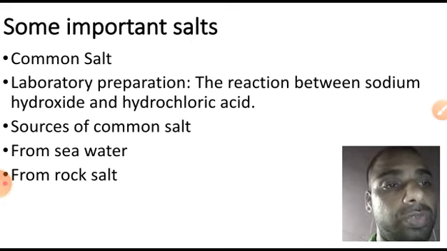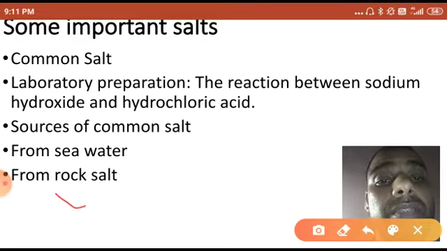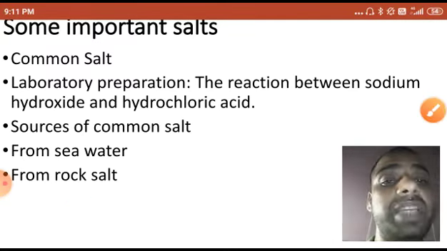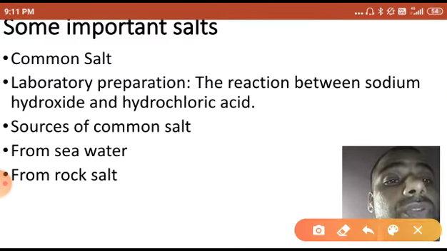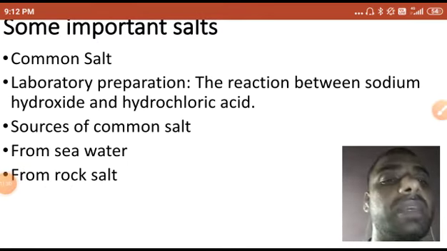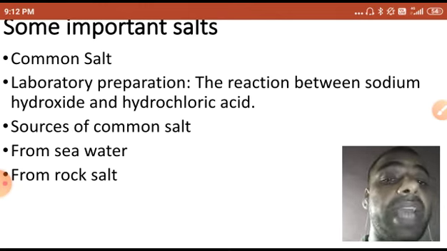Okay, now you can understand. The second procedure is from rock salt. Yes, you know, dear student, rock salt is also a salt. But we generally eat seawater salt. Black salt, you know, is obtained from rock salt. Okay dear students, I hope you have understood this important salt. In the laboratory it is prepared from sodium hydroxide and hydrochloric acid, but in nature we actually obtain it from seawater. Okay dear student, thank you.